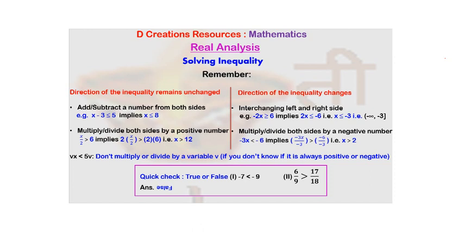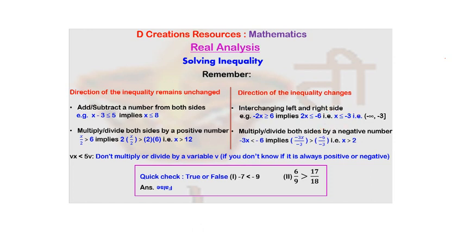Now, in what situation will the direction be reversed? Let's see it. If you interchange left and right side. Now for example, minus 2x is greater than or equal to 6. So now if you are basically interchanging the sides, the direction is going to change. So minus 2x is becoming 2x, 6 is becoming minus 6, and this sign is going as less than or equal to. So x is less than or equal to minus 3.